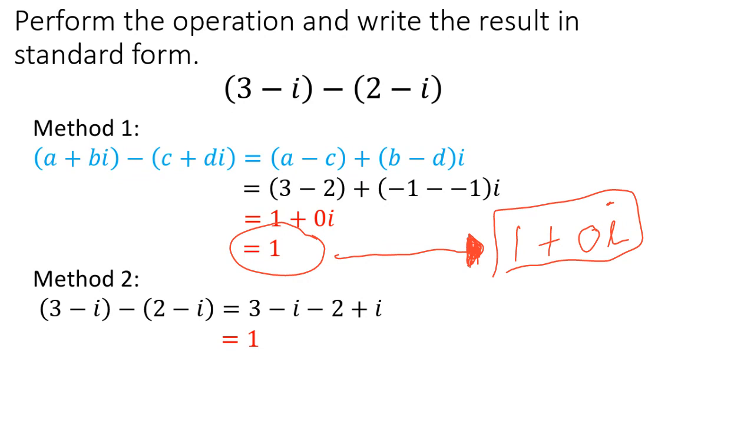If method 2, if you drop the parentheses here, you want to make sure that you distribute the negative before you drop the parentheses. So here we have 3 minus i, and then negative times 2 is negative 2, and negative times negative i is positive i. Then you combine like terms. 3 plus negative 2 is a 1, and negative i plus i is 0. Okay, any questions on that?